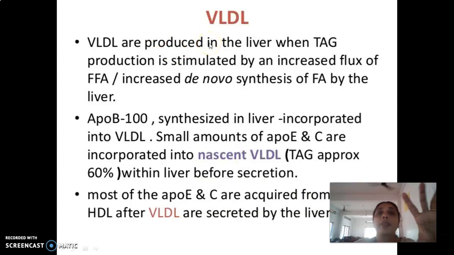The main apoprotein present in the VLDL is ApoB100, and we know that ApoB100 is synthesized in the liver, right? Now, small amounts of ApoE and ApoC are also present. ApoE and ApoC are always derived from the high density lipoprotein or HDL, so they will be incorporated. Once the VLDL is immediately synthesized by the liver, it is called the nascent VLDL.